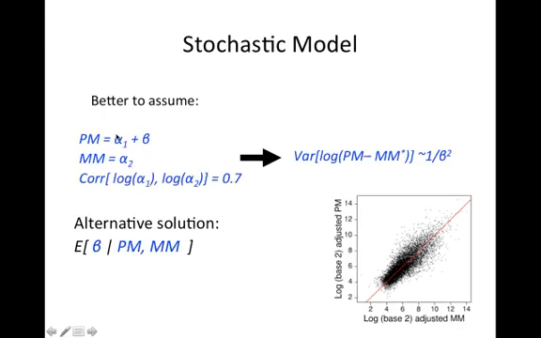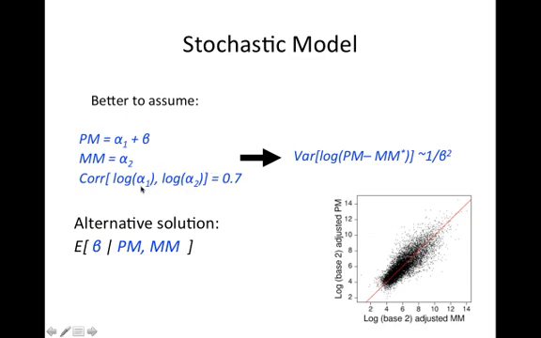It's more like this. So we have the PM is alpha 1 plus beta, but MM is alpha 2. Alpha 1 and alpha 2 are correlated. I'm using the log here because that's where it looks nice and normal-ish. The correlation is about 0.7 based on this picture, but it's not 1.